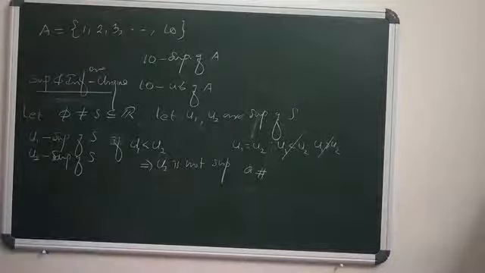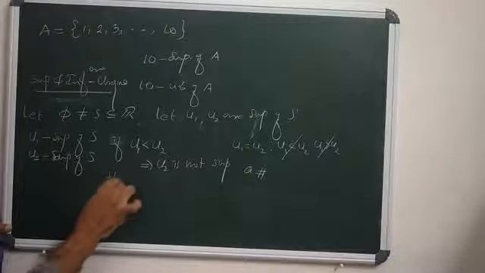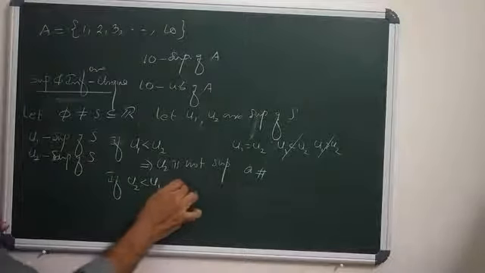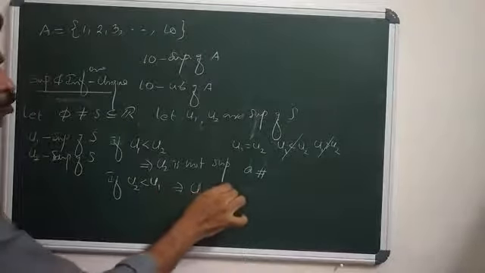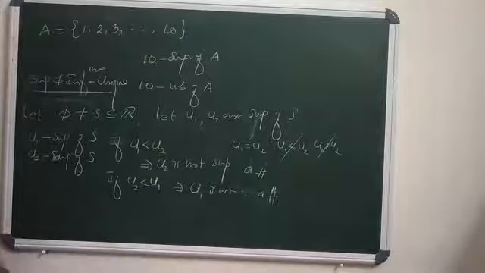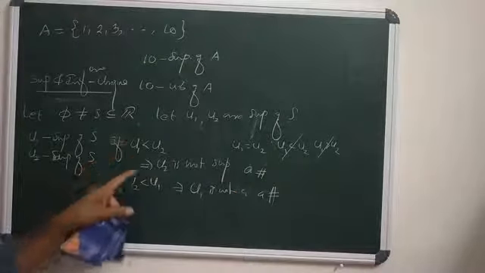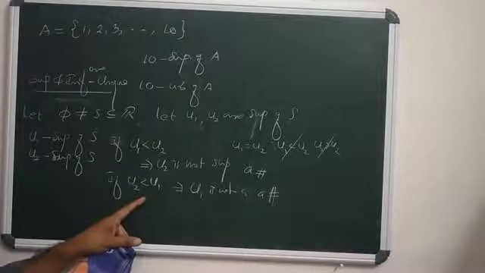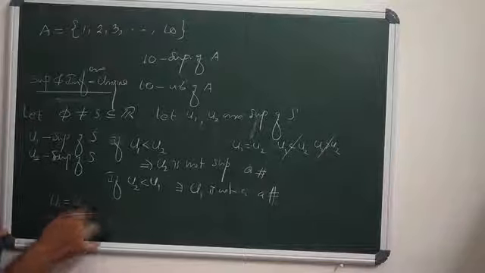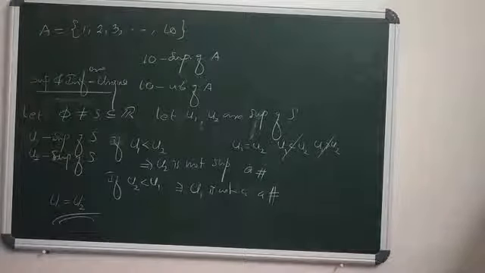That's a contradiction. If U2 is less than U1, that means U1 is not a supremum, by the definition of supremum. That's again a contradiction. So U1 less than U2 and U2 less than U1 are ruled out here. Thus the only possibility is U1 equals U2. Thus the supremum is unique.